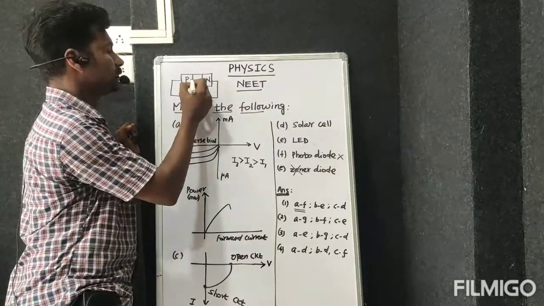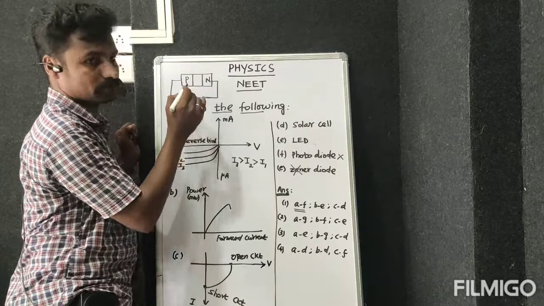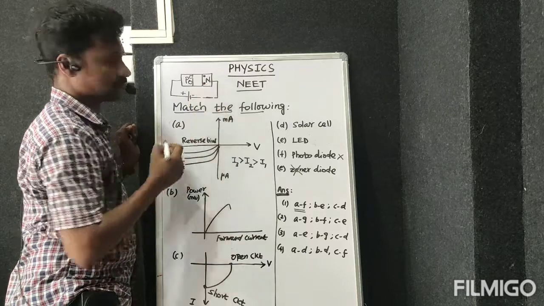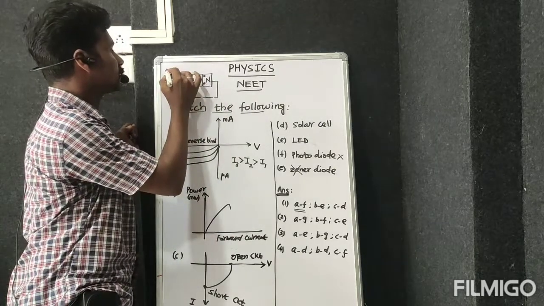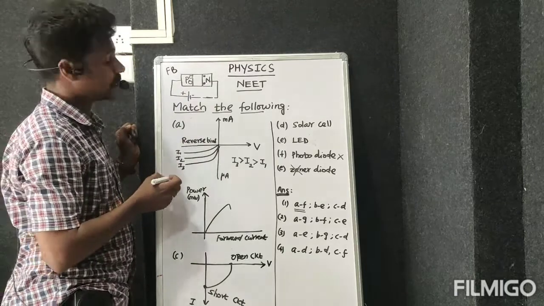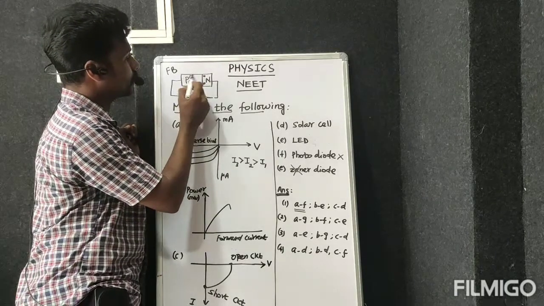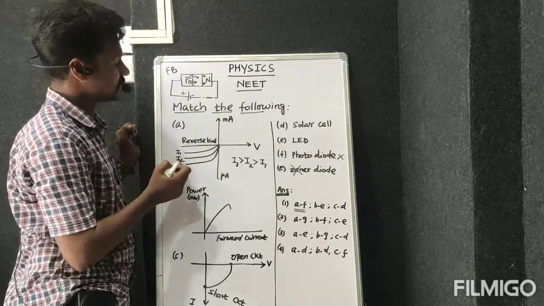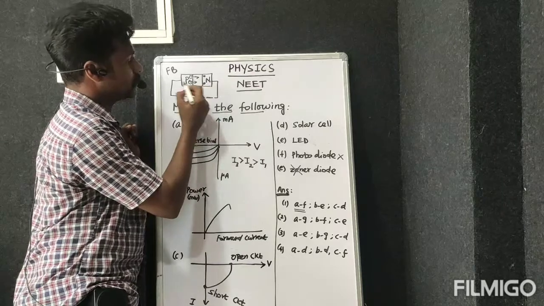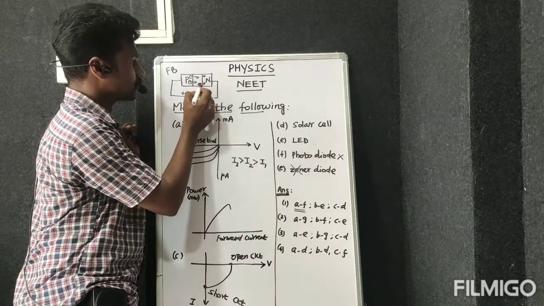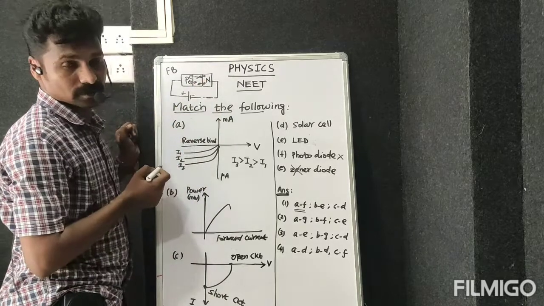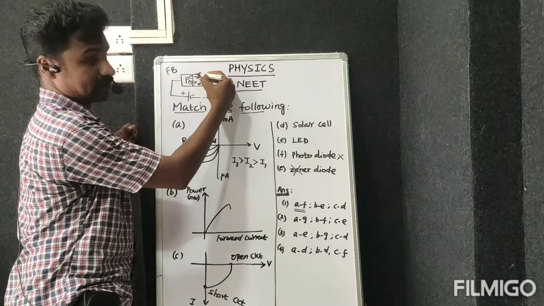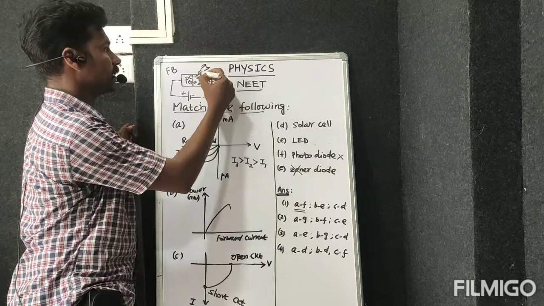So here in that P region, mostly we know that the holes are there, and in the N region electrons are there. So here it is in forward bias. Due to the forward bias, the positive terminal repels the holes, so they move in the opposite direction, and the negative terminal repels the electrons, so they move opposite to the holes. So here the collisions will happen, and due to that, heat along with light is generated, so it will come out.